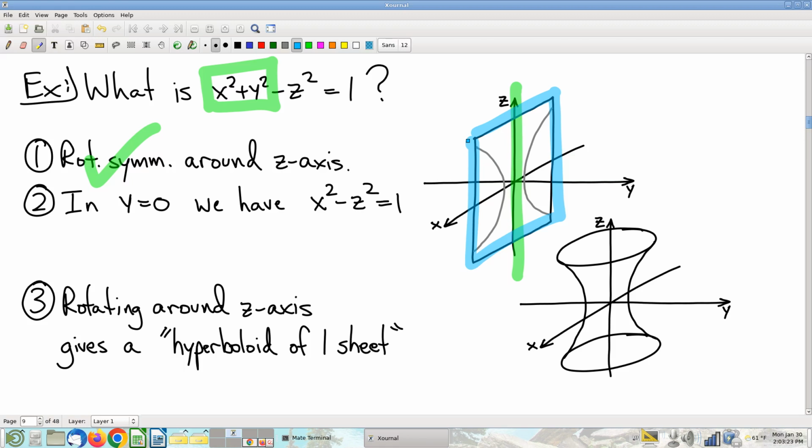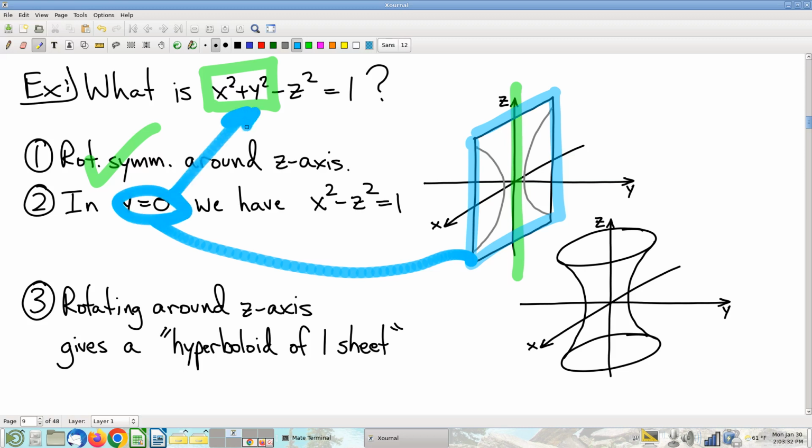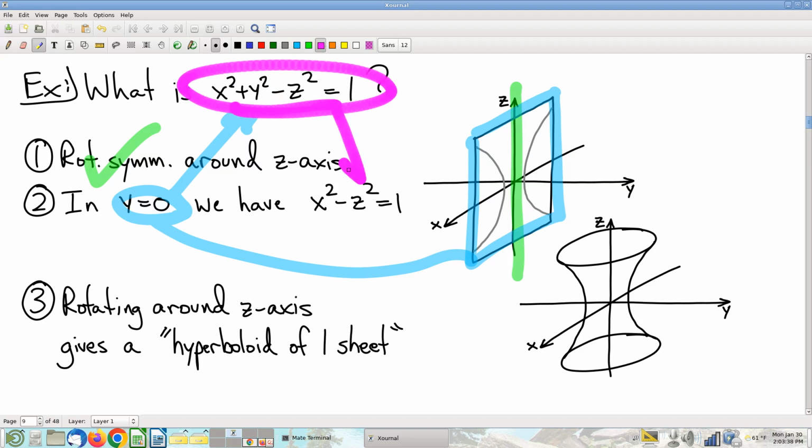Okay, so this cross section, the XZ plane, has y equal to 0, which I can toss into the equation, and tossing that into there, this equation turns into that equation, which of course we recognize as a hyperbola.